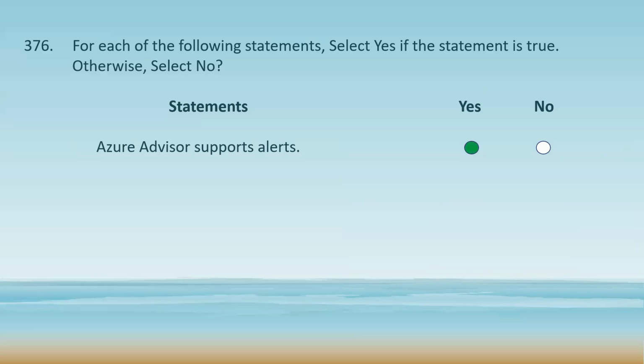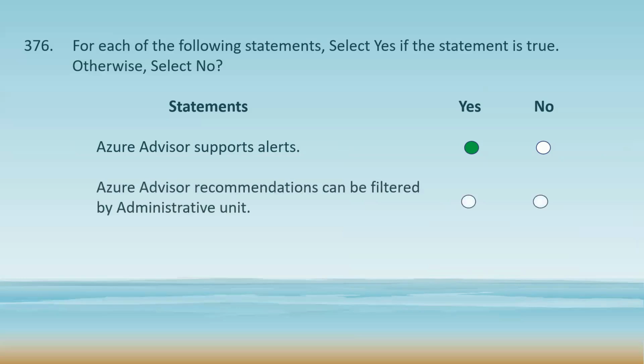Whenever Azure Advisor detects a new recommendation for one of your resources, an event is stored in Azure Activity Log. You can set up alerts for these events from Azure Advisor using a recommendation-specific alert creation experience. You can select a subscription and optionally a resource group to specify the resources that you want to receive alerts on. Now, the second statement is Azure Advisor recommendations can be filtered by administrative units. This statement is incorrect.